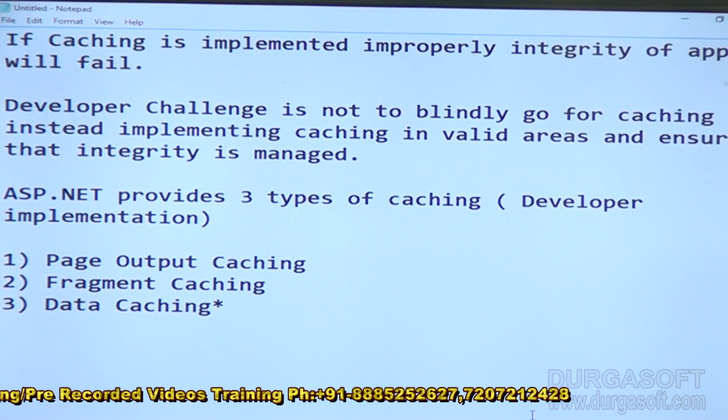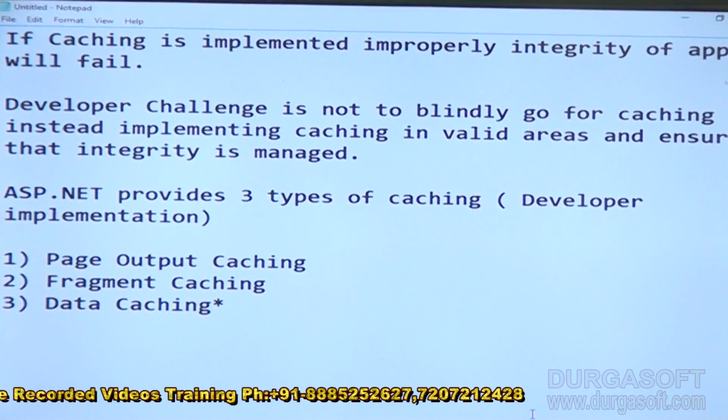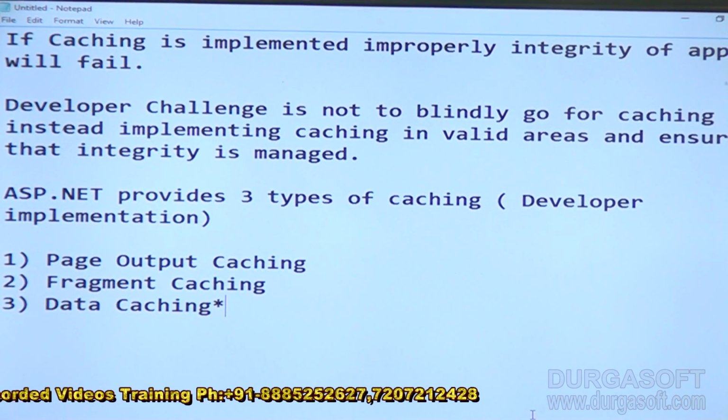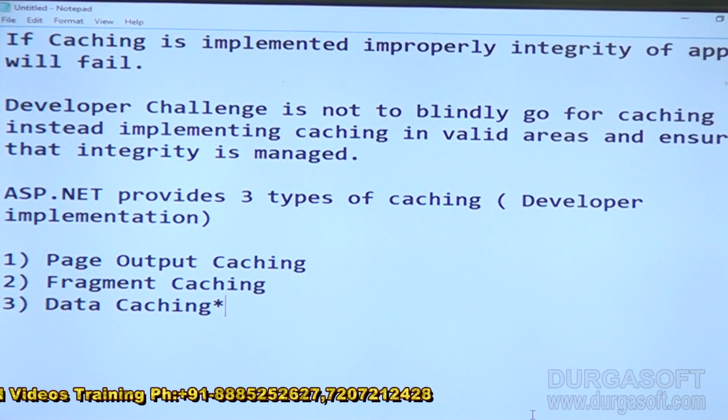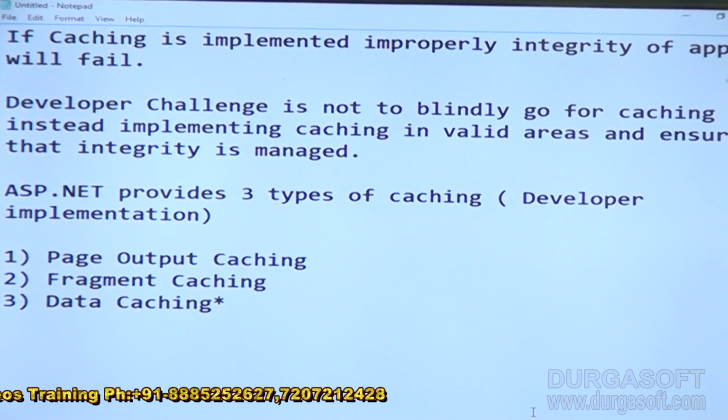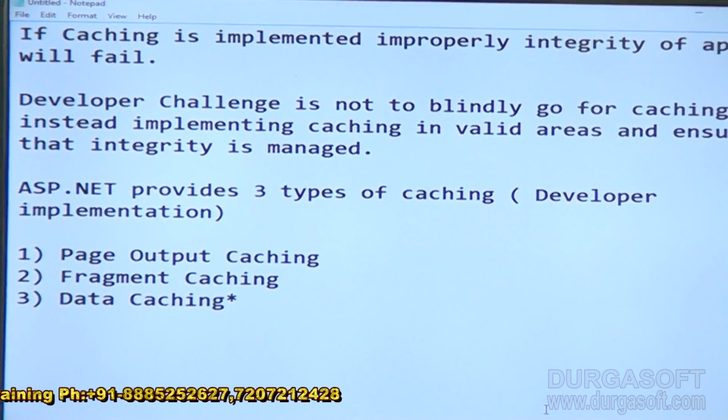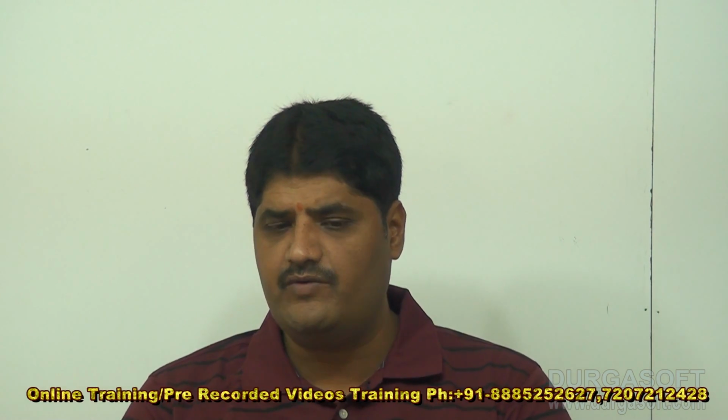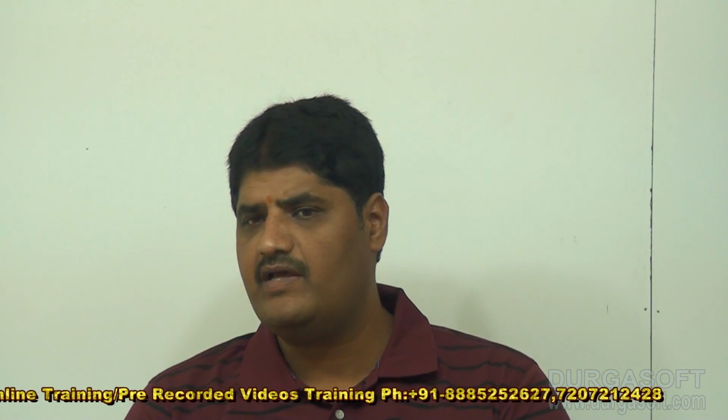Page output means the full page, no choice for you. Fragment means part of the page. Data means nothing related to the page, whatever we give, that only. Are you clear what I am talking? Repeat again: page output means complete page, fragment means part of the page, and data means whatever I give, and I can use it in a page or everywhere also. Ultimately these are the 3 options. As a developer, you can use all 3, or any one, or combine and use them. Are you clear?